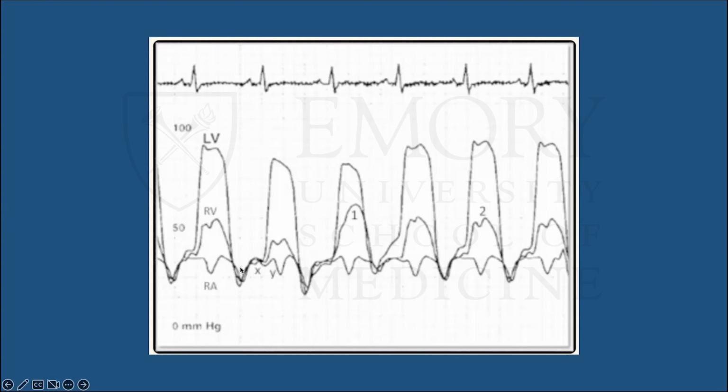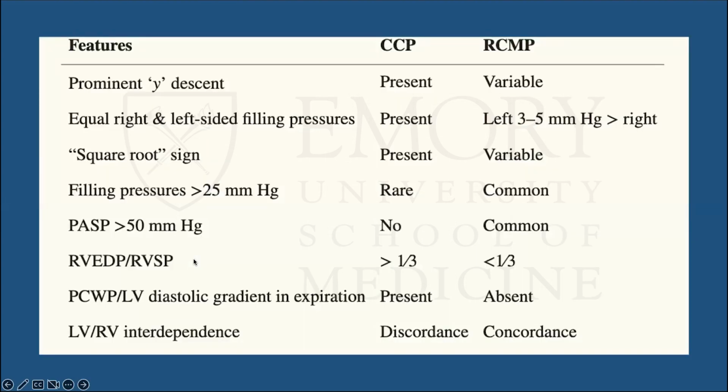Another big thing here is you can also see equalization of the RV and LV diastolic pressures, because you have that fixed space and that fixed pericardium. So this shows evidence of that, as well as discordance. So these are some of the big features.